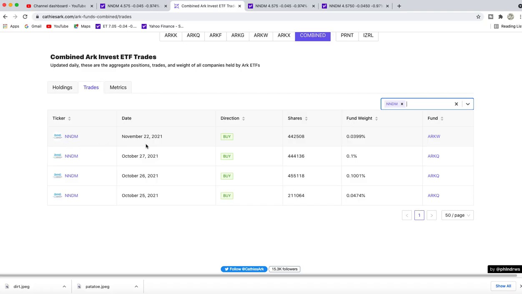ARK Invest picked up another 442,508 shares. This happened on November 22nd, which was yesterday.